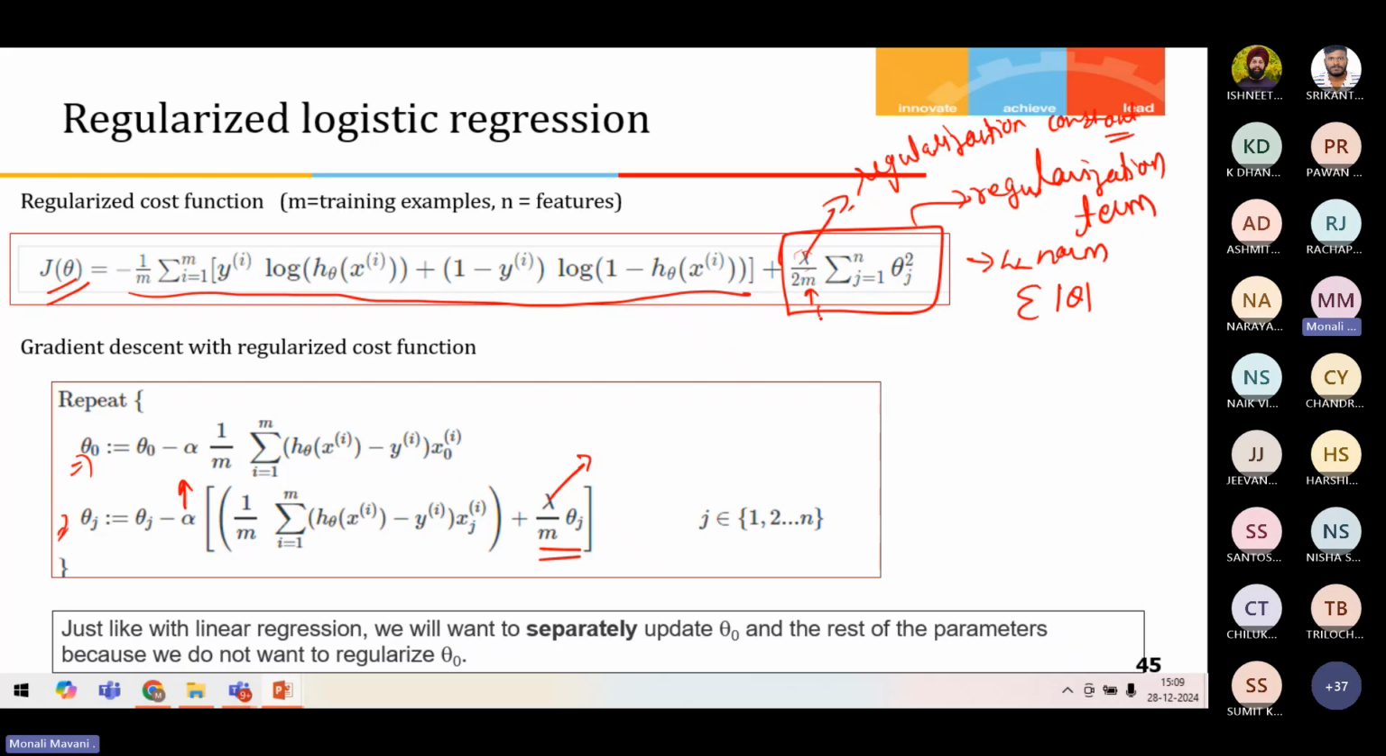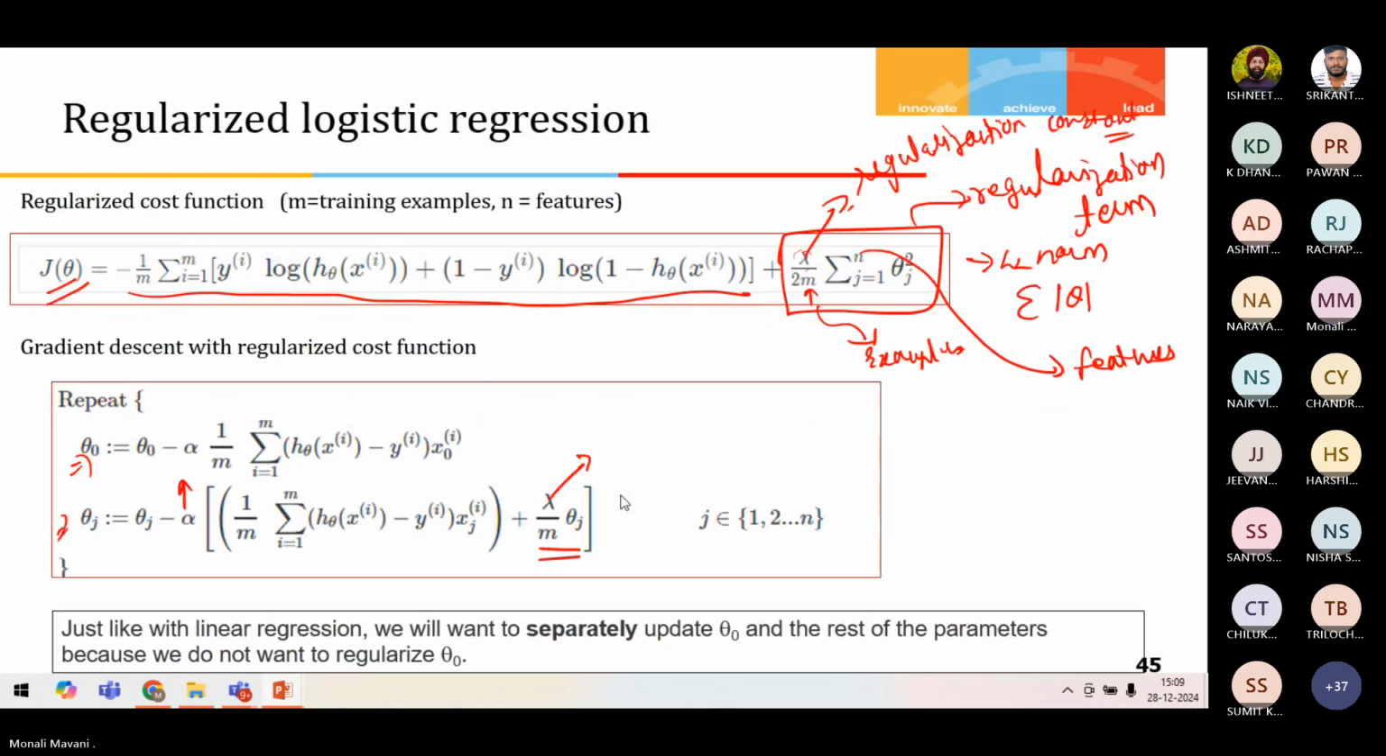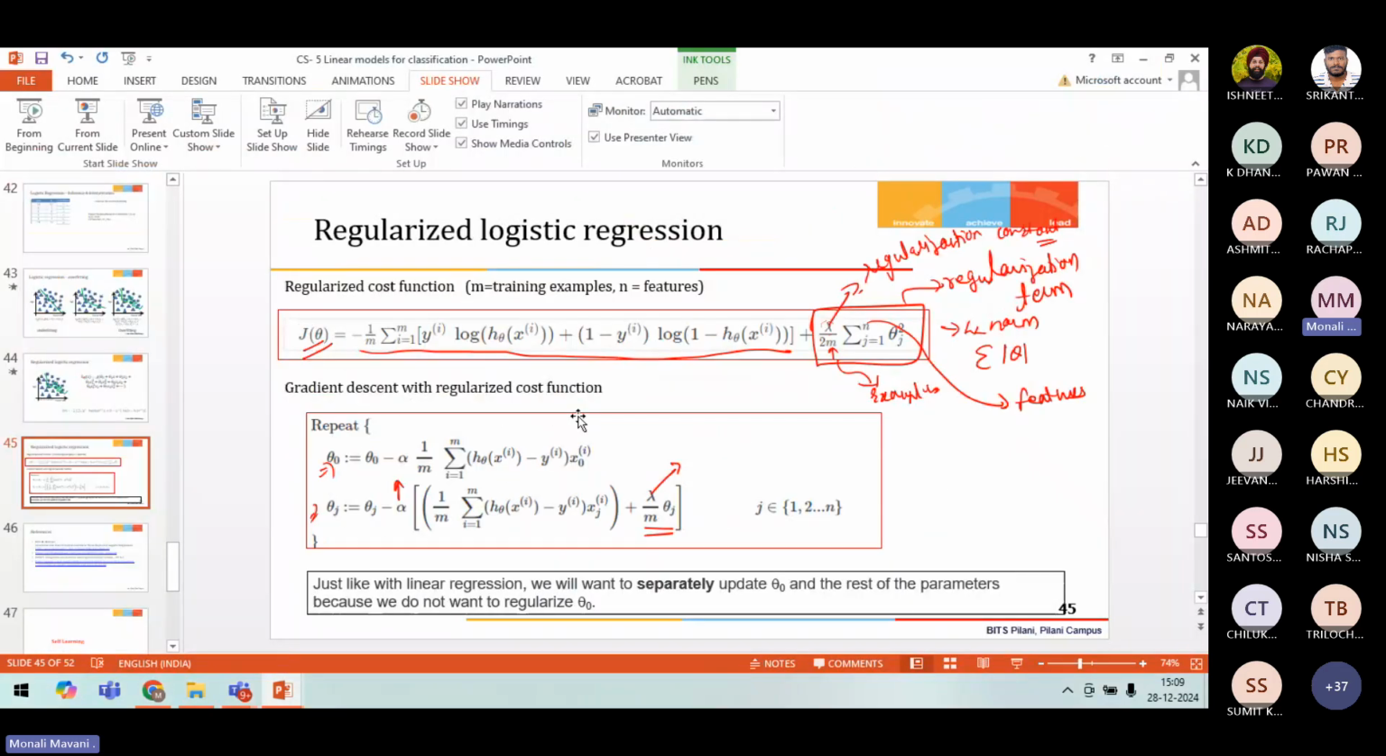And m, what is m here? Number of training examples. Yes. And what is n? Number of features. So you have to understand all these variables and what each of them signifies. So this is regularized logistic regression. That's all for logistic regression.